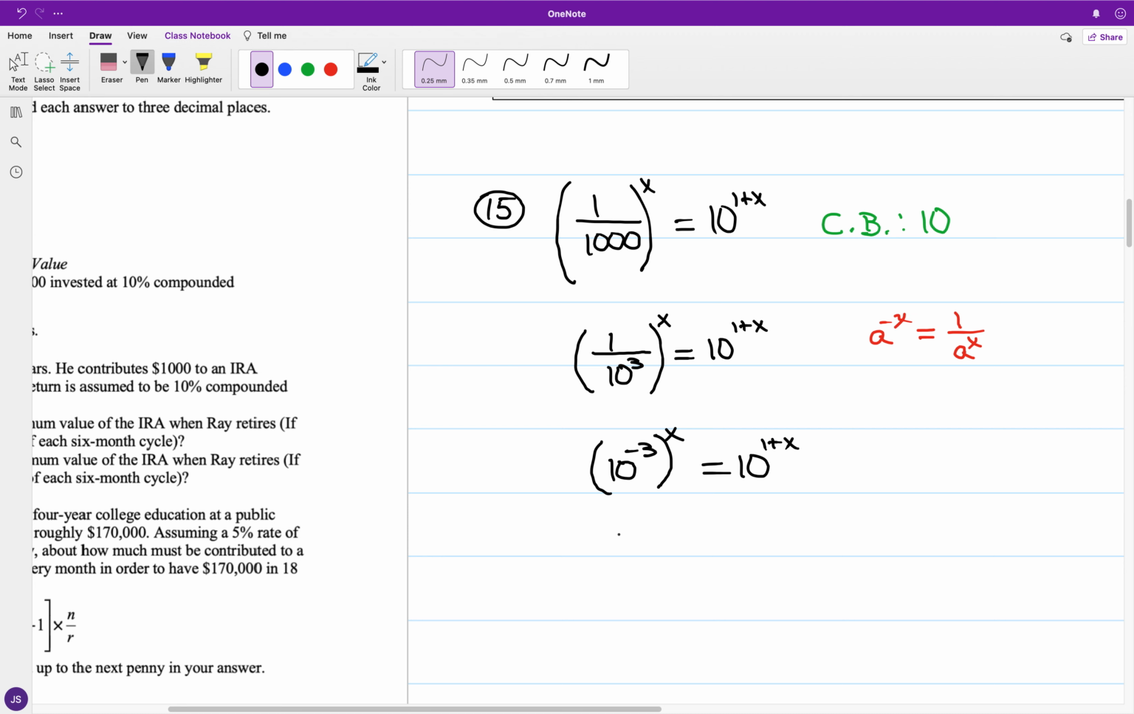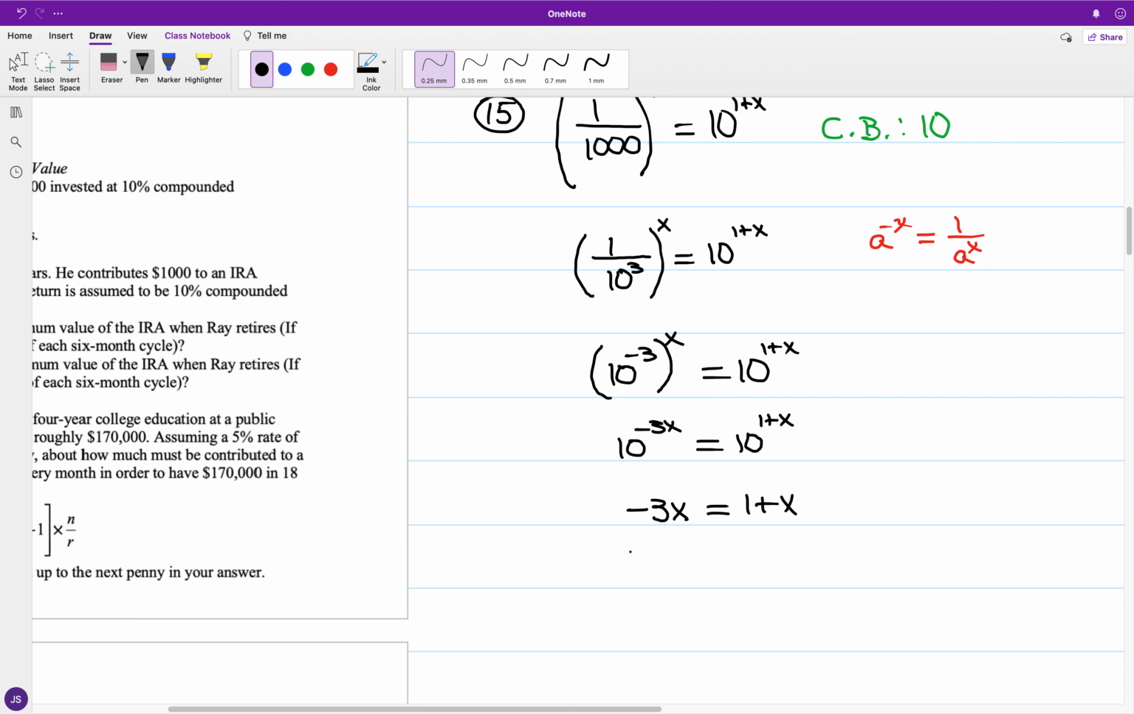And we have with the power property, we're going to have 10 to the negative 3x equal to 10 to the 1 plus x. And we have single base 10 terms. And so this will give us the green light to go ahead and set the powers equal to each other, and thus set things up where we can now go ahead and solve for x.